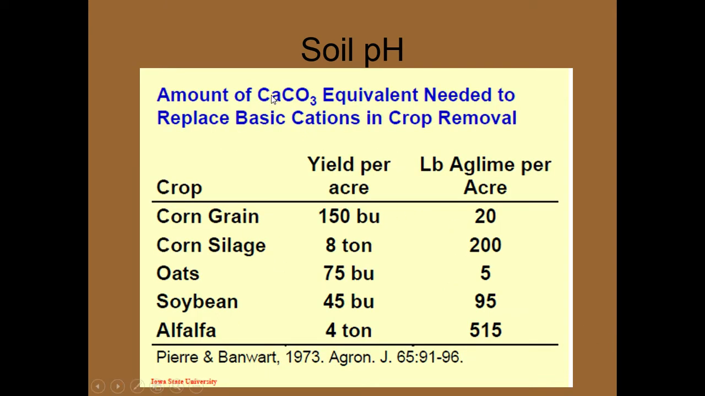And then the amount of calcium carbonate or lime that would be needed to replace the base cations as a result of crop removal. Different crops can affect the amount of base cations that are removed. So this is why it's important to have good crop rotation and also to be adding these inputs into a lot of our agricultural soils.